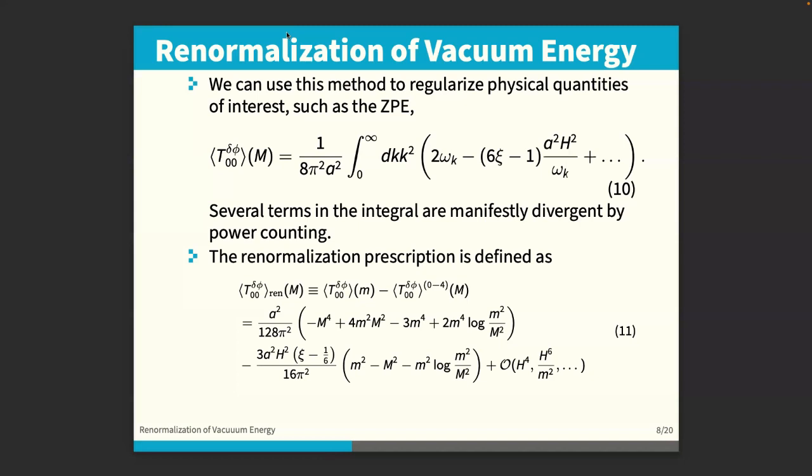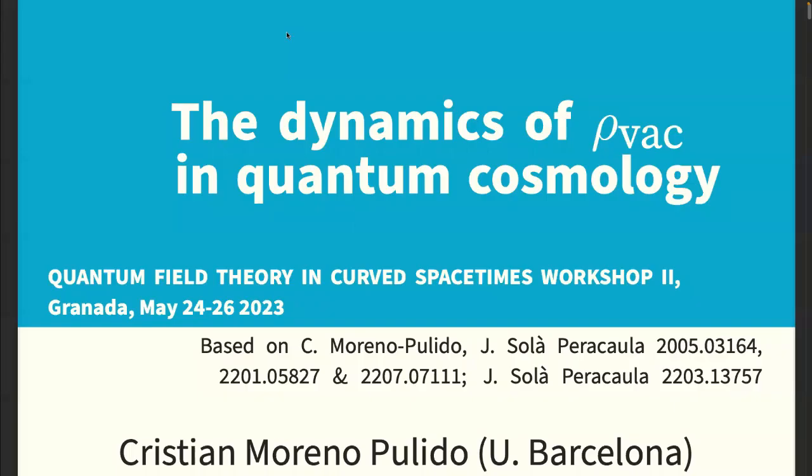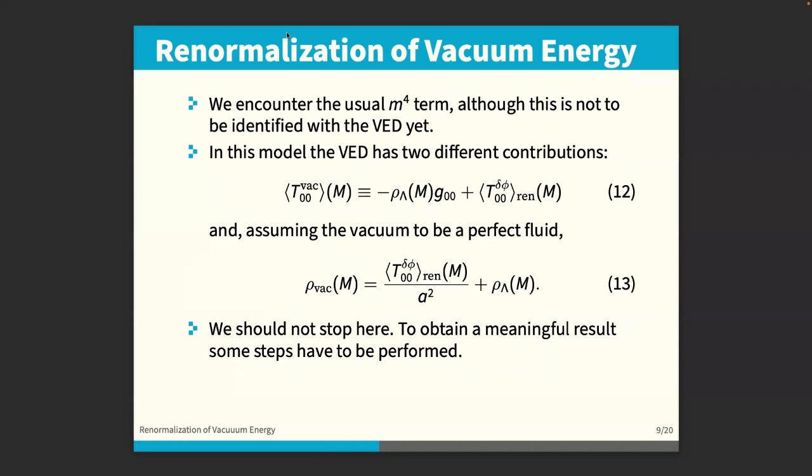Here we have a similar expression to the one I presented at the beginning of the MS scheme, in the sense that we have this M to the fourth term present, but we have not finished yet. This is not the vacuum energy density that we can observe in cosmology, because we have to do some work.